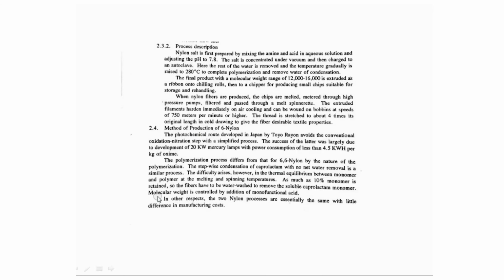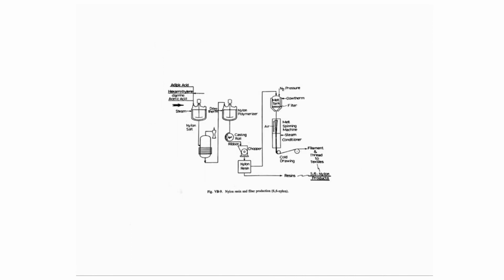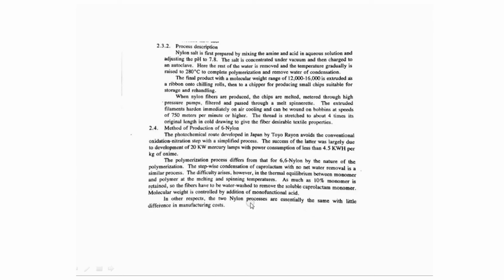As such, 10% of the monomer is retained purposefully so that the fibers are to be water washed, and we have a concept of water washing which is not shown in this flow sheet. Then the monomer will dissolve, and molecular weight is controlled by means of monofunctional acid in the reactor. So this is about the manufacturing of nylon 6,6. Thank you very much.